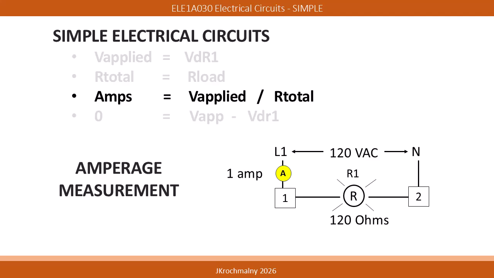We can measure amperage of the circuit by taking our multimeter, configured for amperage, breaking the circuit, and then placing the meter in series between the L1 power source and a circuit load. We can also assume that the same amperage is found throughout the circuit, such as between terminals 2 and N.